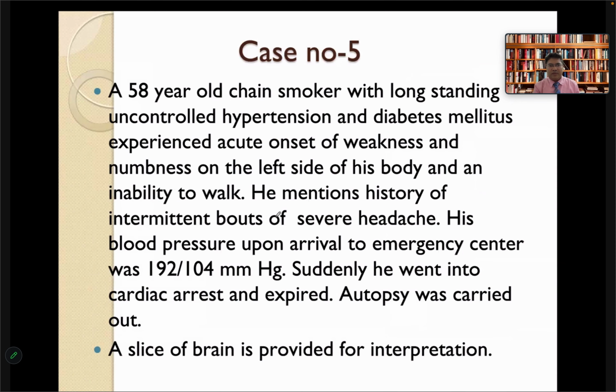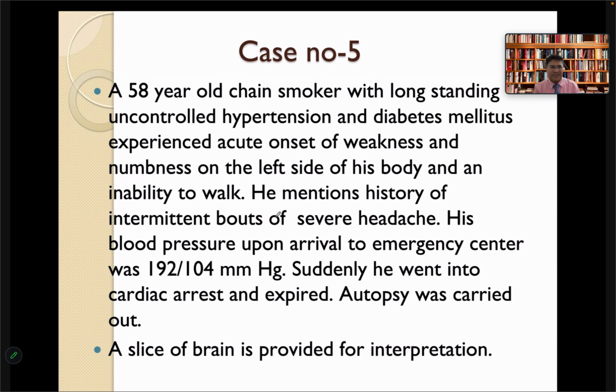Right. Now case number 5. A 50-year-old chain smoker with long-standing uncontrolled hypertension and diabetes mellitus experienced acute onset of weakness and numbness on the left side of his body and an inability to walk. He mentions history of intermittent bouts of severe headache. His blood pressure upon arrival to emergency center was 192 by 104 mm of Hg. Suddenly he went into cardiac arrest and expired. Autopsy was carried out. A slice of brain is provided for interpretation.